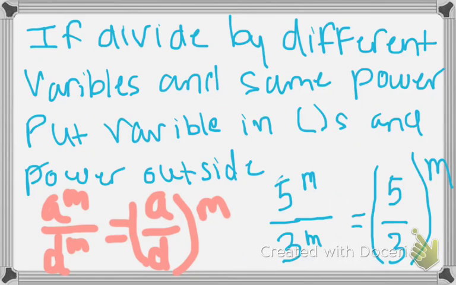A math problem for this would be 5 to the power of m over 3 to the power of m. Because the variables are different, you will keep your fraction and carry it to the other side, which will be 5 over 3. But because the exponents are the same, they will carry over. So in parentheses, you will have 5 over 3 and m outside them.